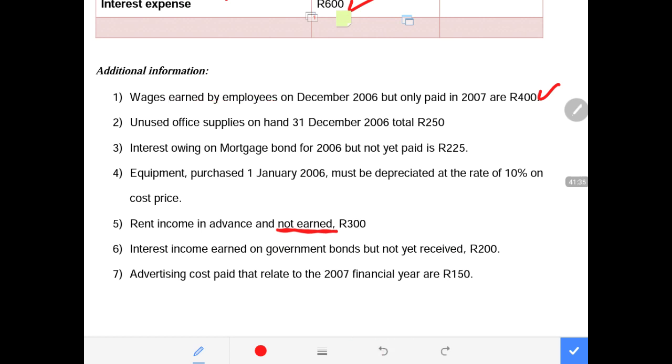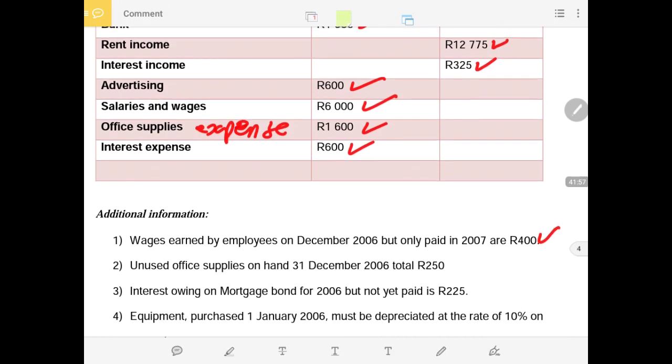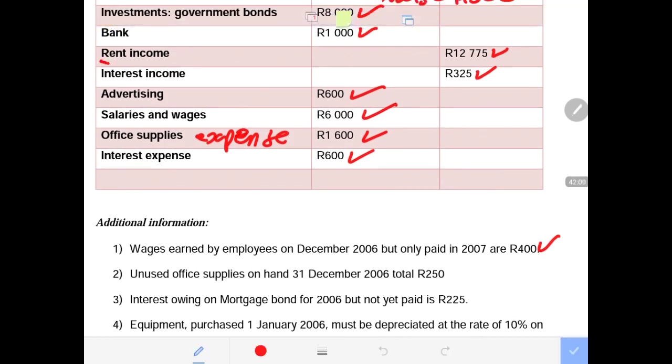But now it says here to us that rent income in advance, meaning we received the rent before time, and we were not supposed to receive the rent for this period. This is the rent for the next period. That is why it says rent not earned, meaning we were not supposed to receive the rent, but we have already received. That therefore means that the amount of 300 of rent is already included in that 12,775 because we received it before time and we received it in the year 2006, yet it's not for the year 2006 but for the year 2007.